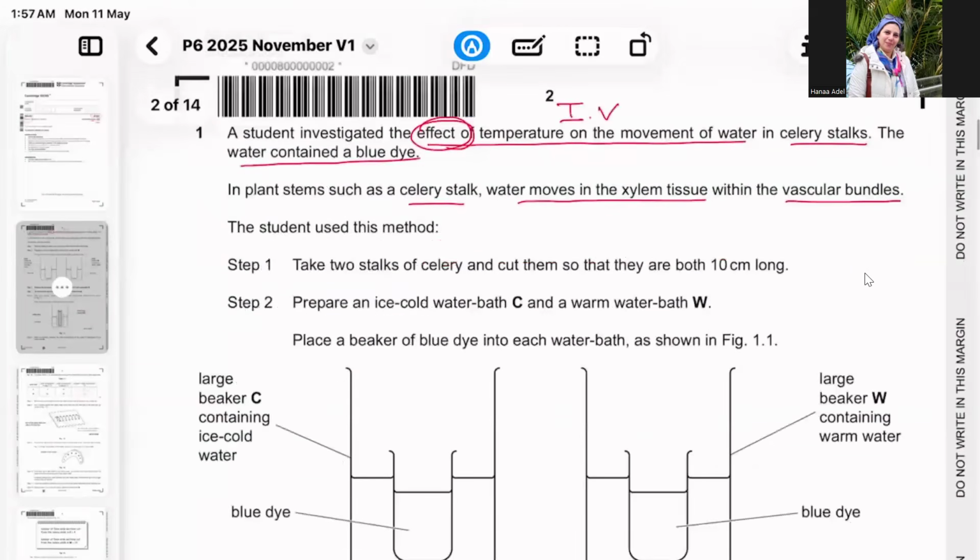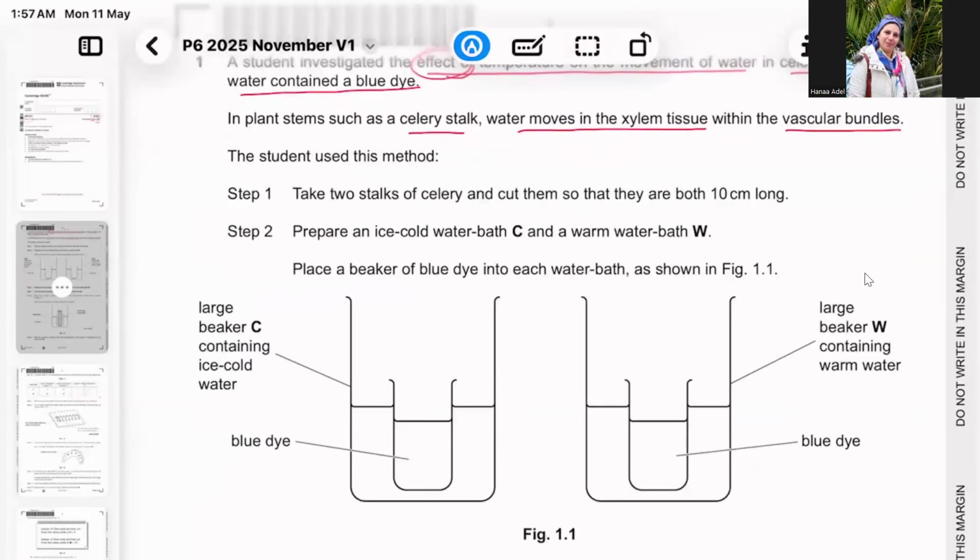The student used this method. Step 1: Take 2 celery stalks and cut them so they are both 10 centimeters long. So this is one of the controlled variables.